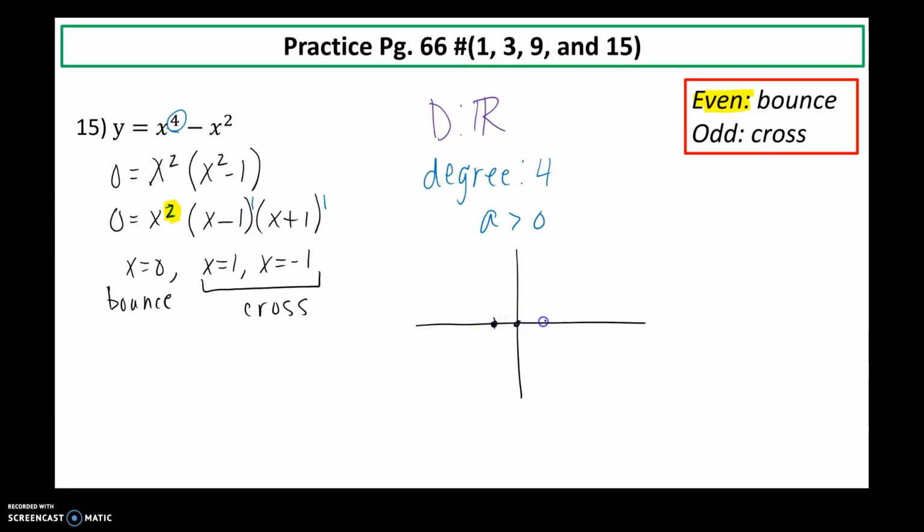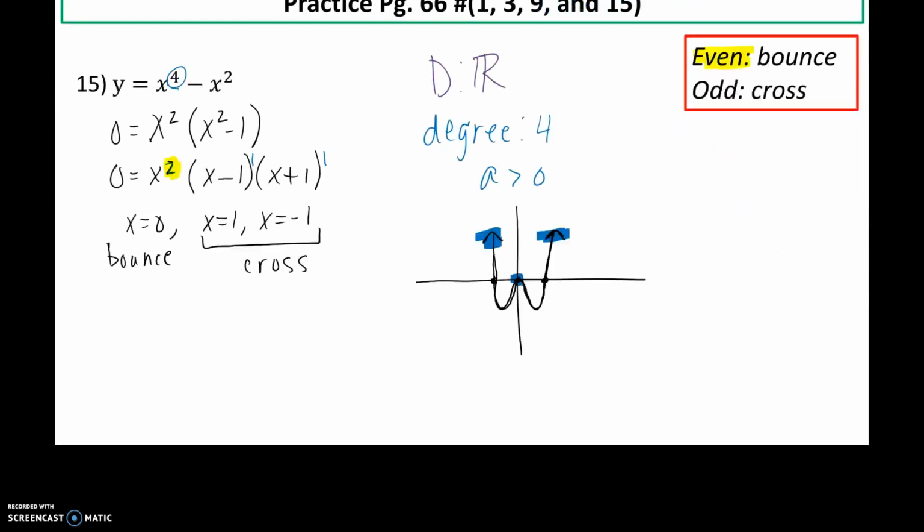-1, 0, +1. Now look what happens. So I start up. I cross at -1. Let's make that a little nicer. I cross at -1. I bounce off the x-axis at 0, and then I cross again at +1. So cross, bounce, cross again. It verifies everything I need. My end behavior is up, up. Because this degree is 2, it's an even number. This is a bounce point. So all those things for you to be aware of.